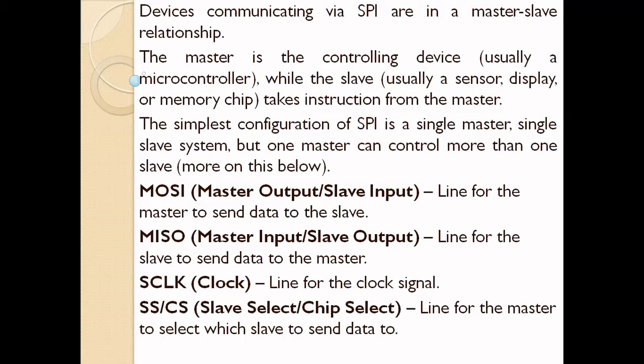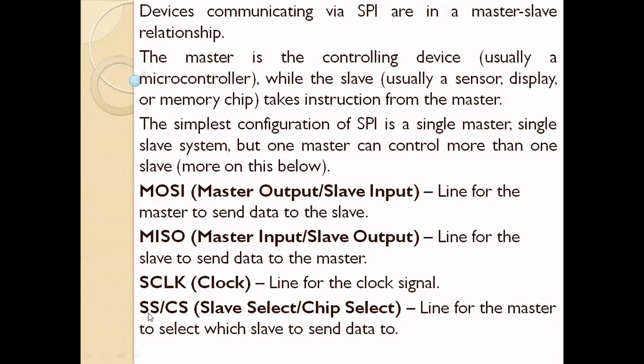That pin is called MOSI, master out, slave in. Next one is master input, slave output. That is, the slave acts as a transmitter and the master acts as a receiver. From the slave you are sending the data, and it will be received by the master. Next, serial clock. This is the clock signal.